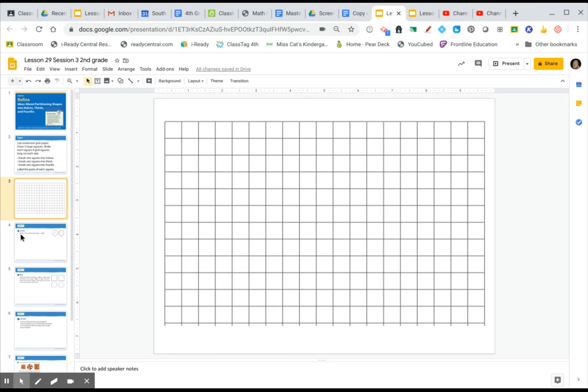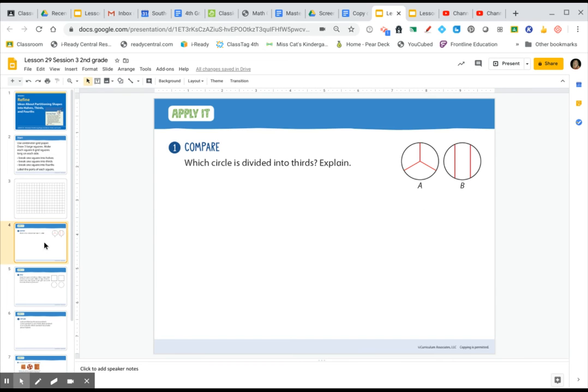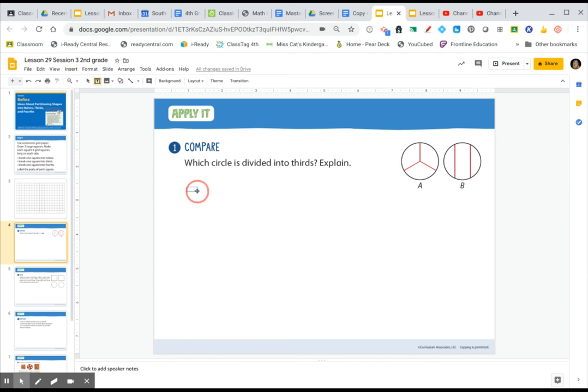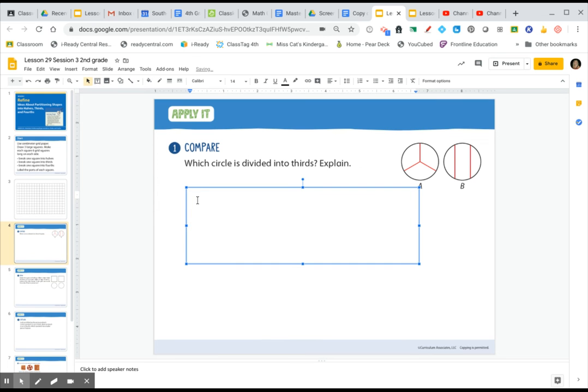Today is a little different. You'll find in the classroom slides that look like this as well. If you insert a text box, you can write right inside here. Compare which circle is divided into thirds. So when you look at these two circles, can you explain to me which one is in thirds and maybe which one looks like thirds but really isn't?